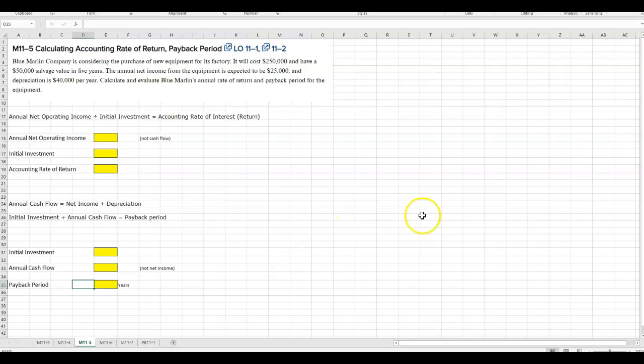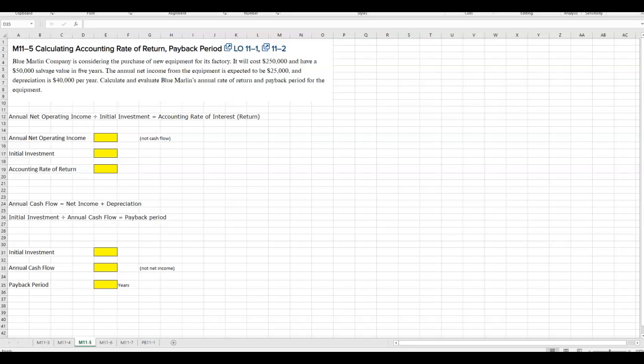And then we're going to do these again, accounting rate of return and payback period. So Blue Marlin is considering purchasing new equipment. This is one way that we use these things. It will cost $250,000 and have a $50,000 salvage value in 5 years. That means when you're finished with it, you can still get $50,000 out of it. The annual net income is expected to be $25,000 and depreciation is $40,000 per year.